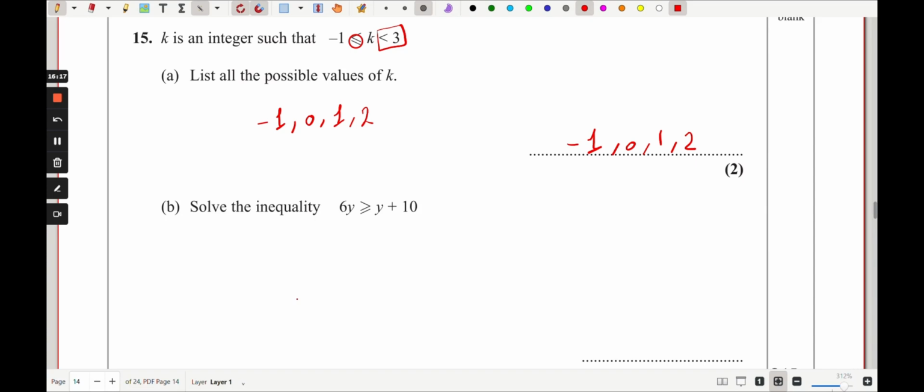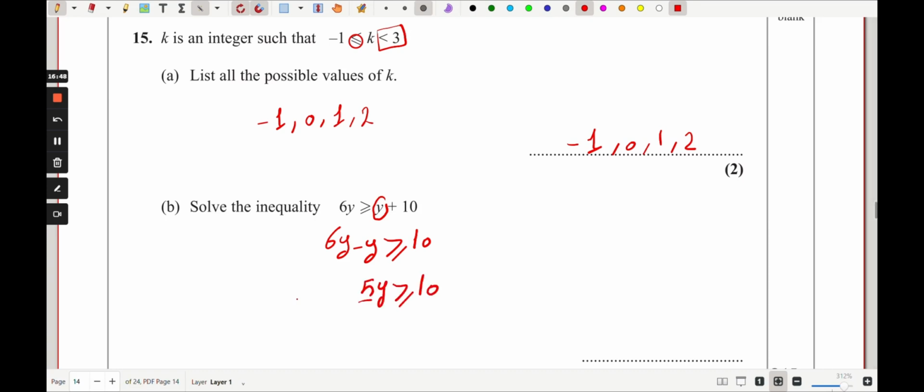Now solve the inequality here. You can work it out as an equation. So we have to collect variables to the one side. So move the small term to the big term. So here we will move y to the left hand side. So 6y minus y is greater than or equal to 10. 6y minus y is 5y, greater than or equal to 10.